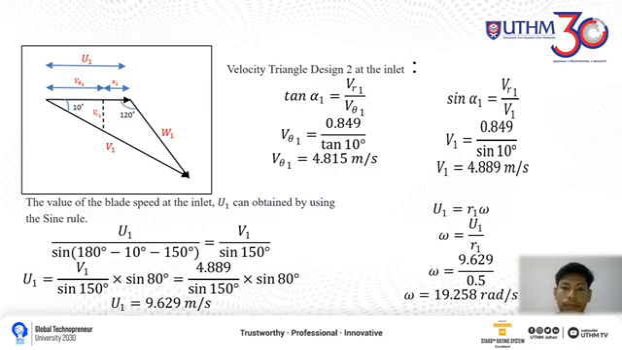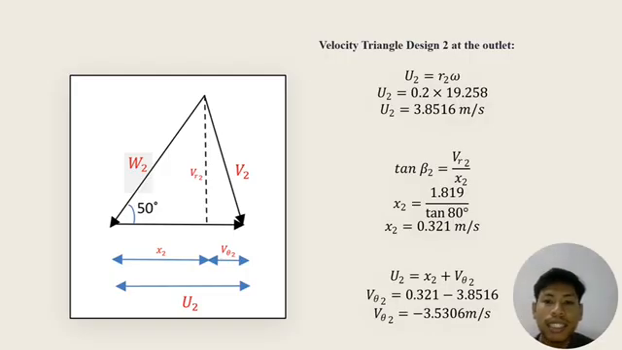radian per second. Okay, next for the velocity triangle design at the outlet, we want to find the U2, V2, and W2. First, we can find U2 through U2 equal to R2 omega. So we insert the obtained values, and we can get U2 equal to 3.8516 meter per second. Then we want to find X square. X square equal to 0.321 meter per second. So we get V theta 2 equal to negative 3.5306 meter per second.